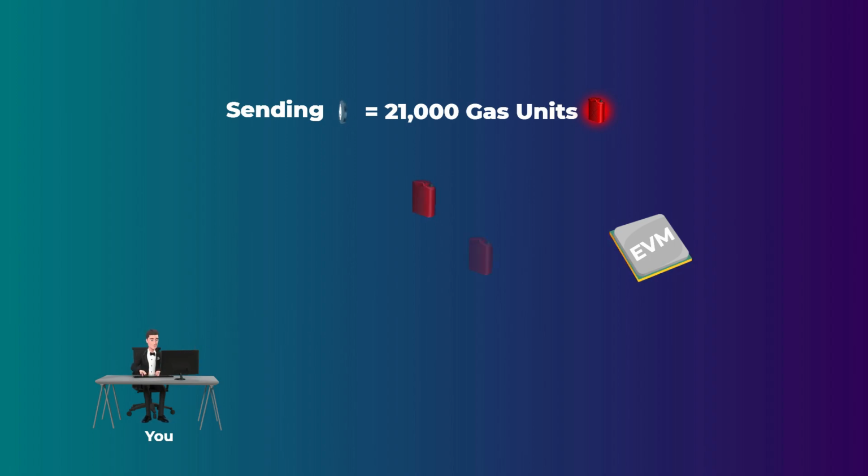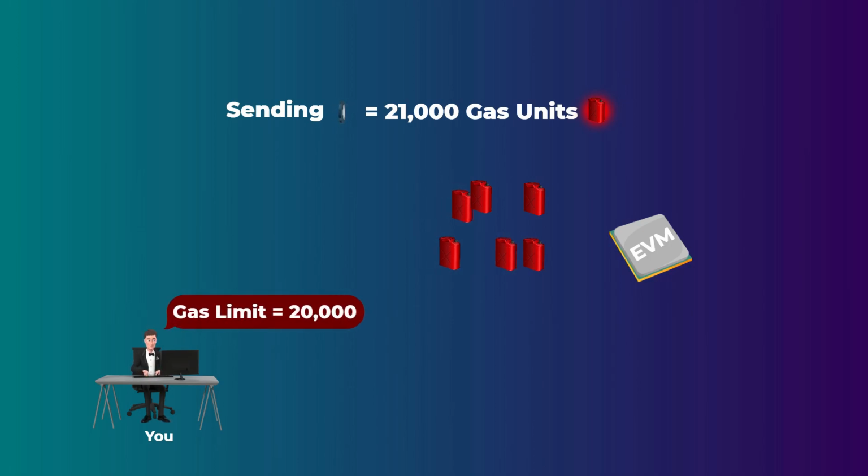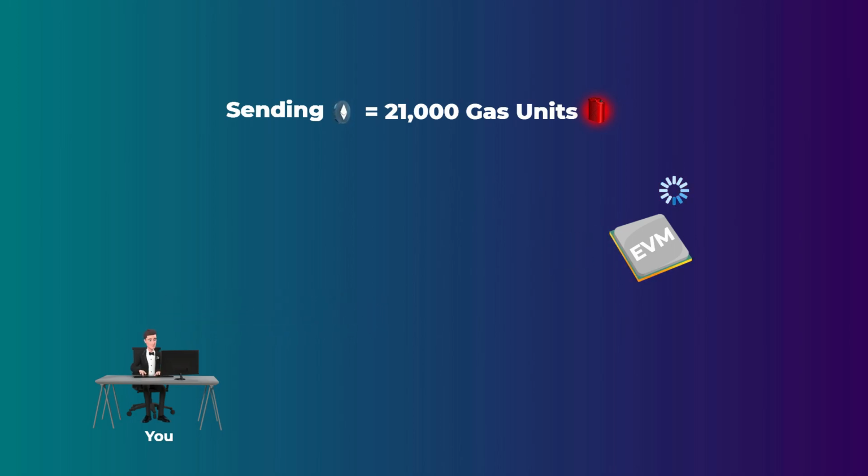gas units. But if, for example, you set the limit to 20,000 units, the EVM will consume the 20,000 gas units and will do some computations, but it will stop the moment it runs out of gas. And these computations done by the EVM won't be enough to complete the transaction. And still, you won't get refunded what you paid, as the EVM already did some computations for you.